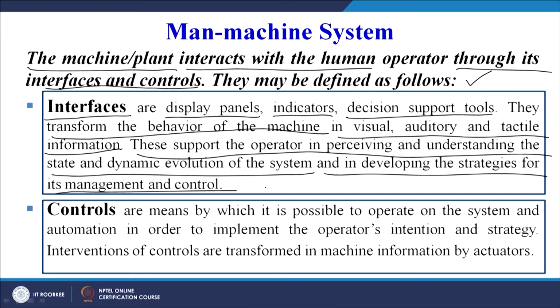They transform the behavior of the machine in visual, auditory and tactile information, which is not specifically true in our example, but these can help in transforming the behavior also. These support the operator in perceiving and understanding the state and dynamic evolution of the system and in developing the strategies for its management and control. Now there can be hundreds of examples when we are using the indicators or the display panels, and then we perceive the information, we process that information and see if we can do certain things or take certain decisions which will help us in the management and control of the system.